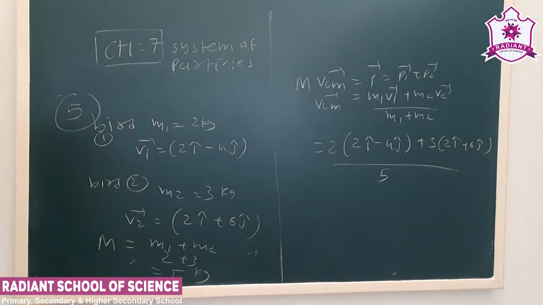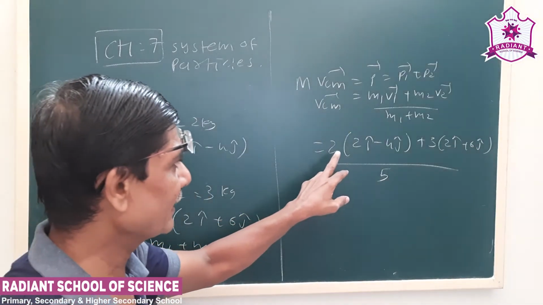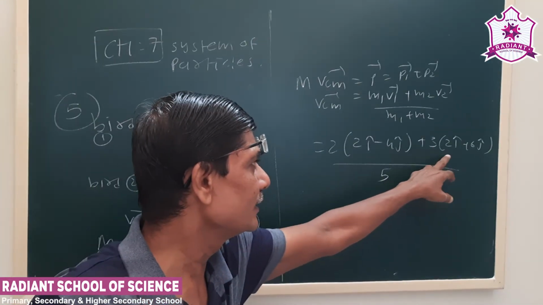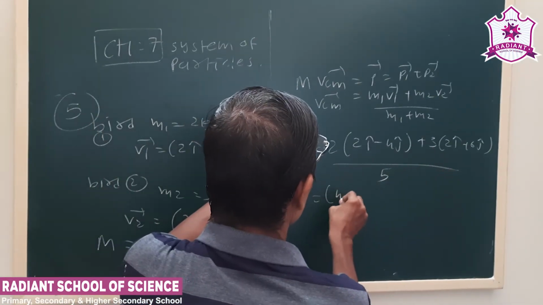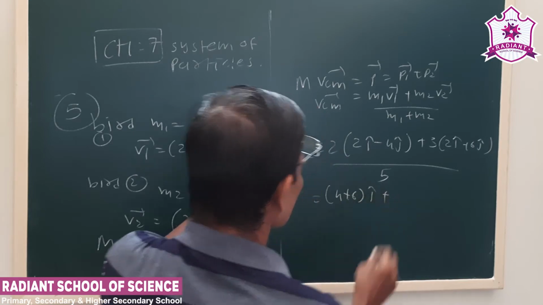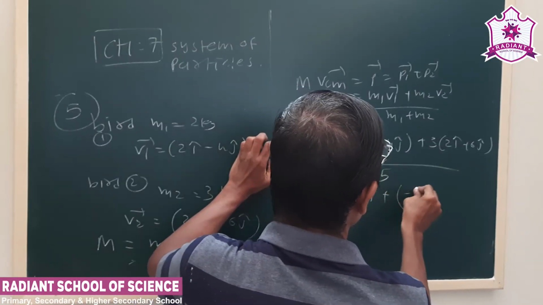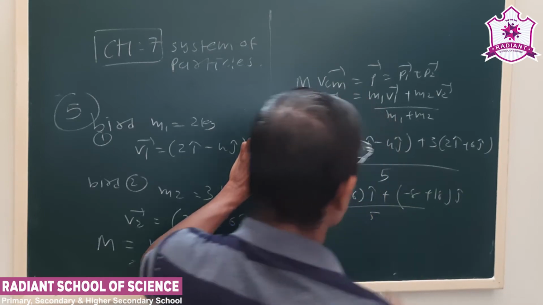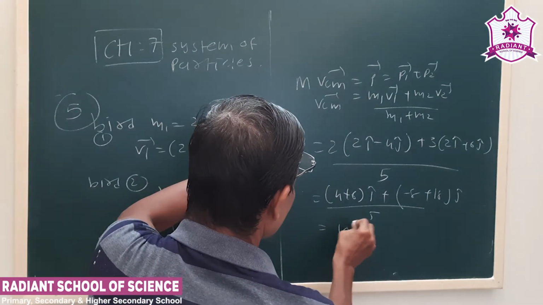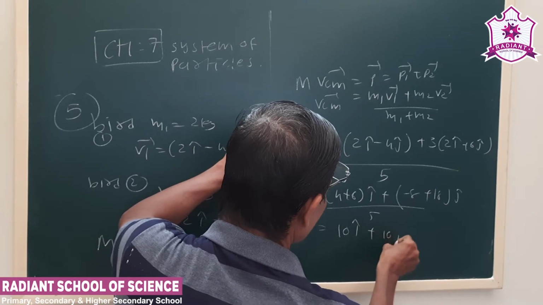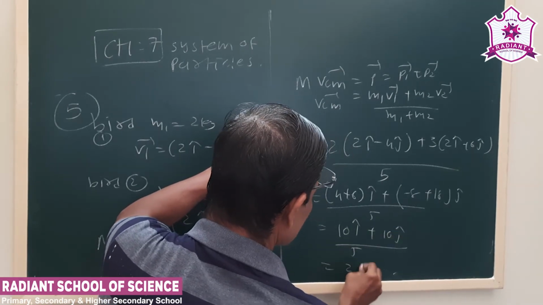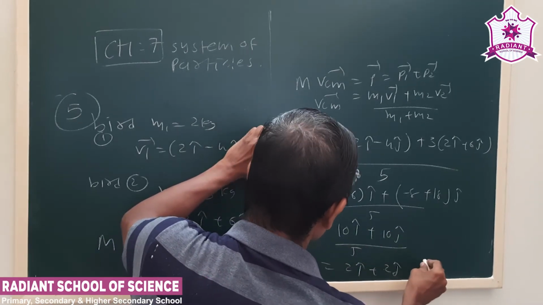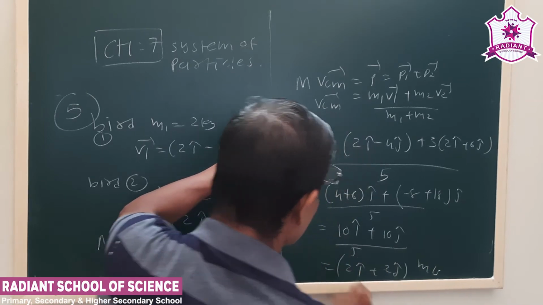See, we have to add according to the vector. So, see what is the x component? 2 into 4, 3 into 6, that is 4 plus 6 i caret. Now here it will be minus 8 plus 3 sixes are 18, j caret, upon 5. Okay, see this is 10i, again this is also 10j upon 5. That will turn out to be 2i plus 2j. See, what is the unit of the velocity? Meter per second.